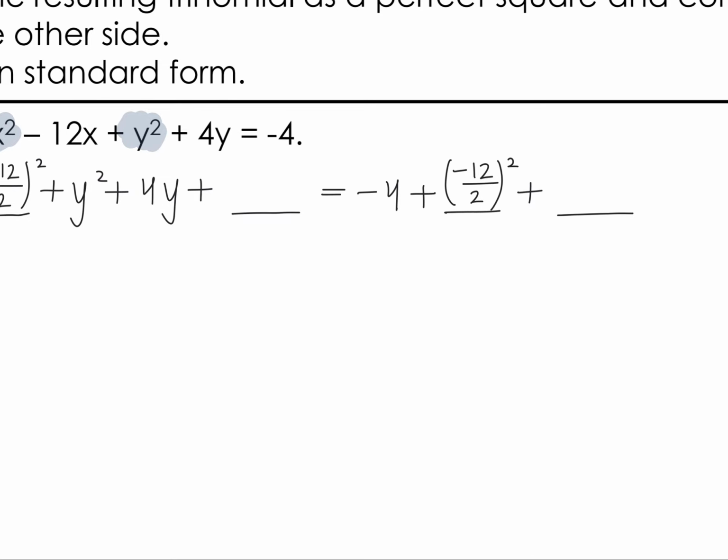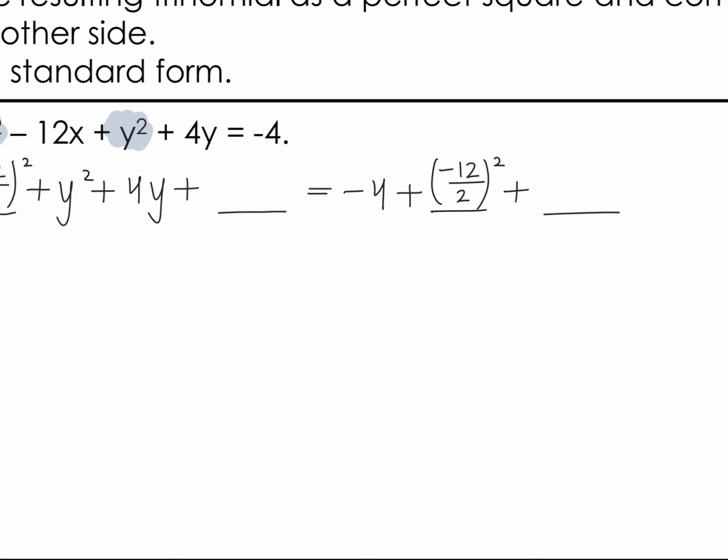Then we're going to do the same thing with the coefficient for my y. I'm going to look at that 4. I'm going to take half of it, and then I'm going to square it.